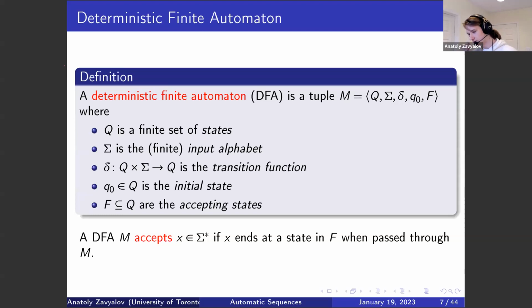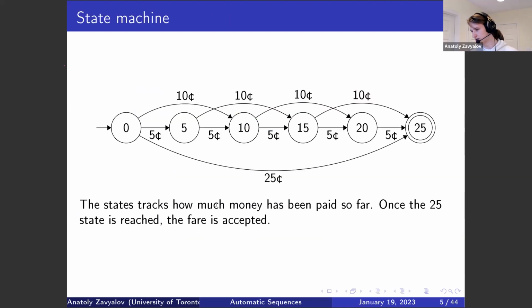A deterministic finite automaton accepts a word if when you pass it through the automaton, you end up at a final state. So for instance, over here, 5, 5, 10, 5, that's accepted. But something like 10, 25 isn't accepted because that doesn't go to a final state.